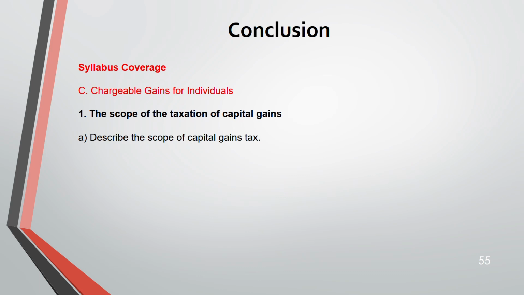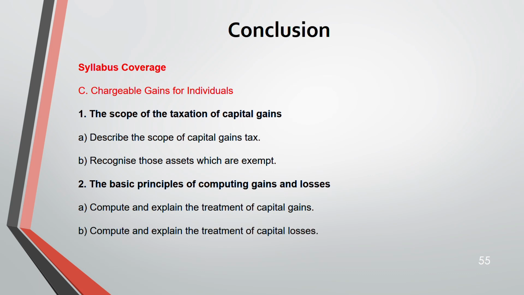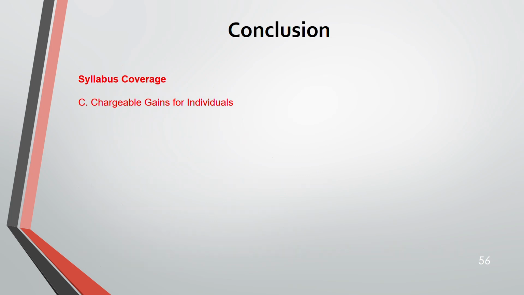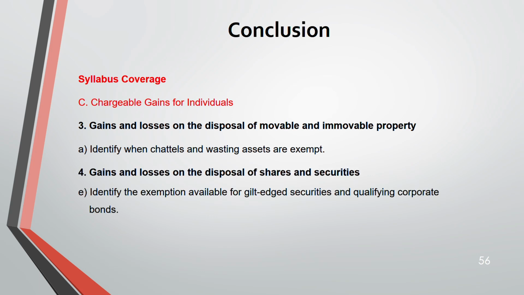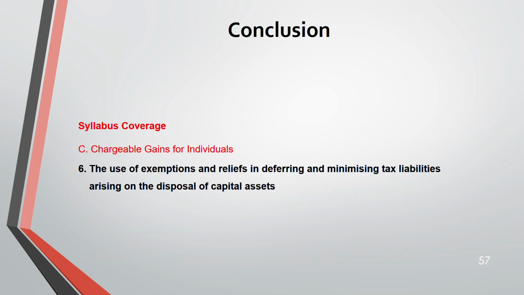We have described the scope of CGT and recognized assets which are exempt. Then we have computed gains and losses. How do you treat the capital losses, the brought forward losses, the current losses. Then the married couple, the planning, the transfer and all. Then the third area, we have identified chattels and wasting assets that are exempt. Then gain and loss on shares and securities. So identify the exemption available for qualifying corporate bonds and gilt-edged securities. Then computation of CGT. Then use of exemptions and basic tax planning.